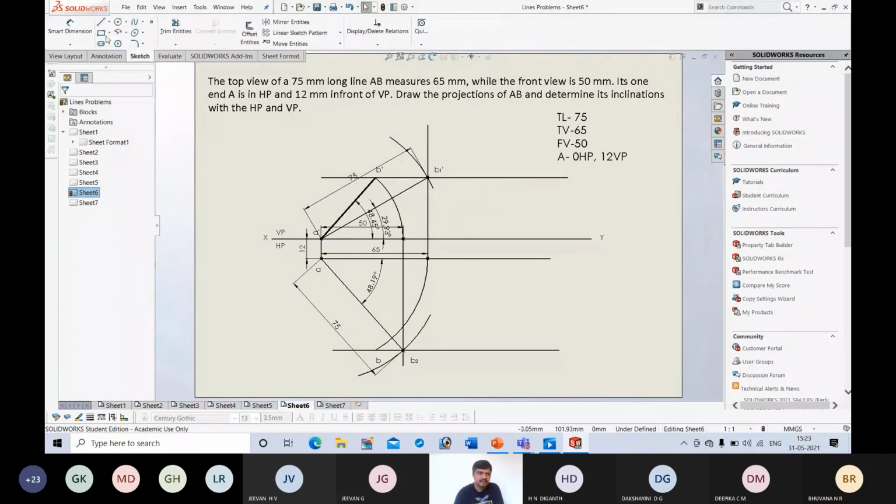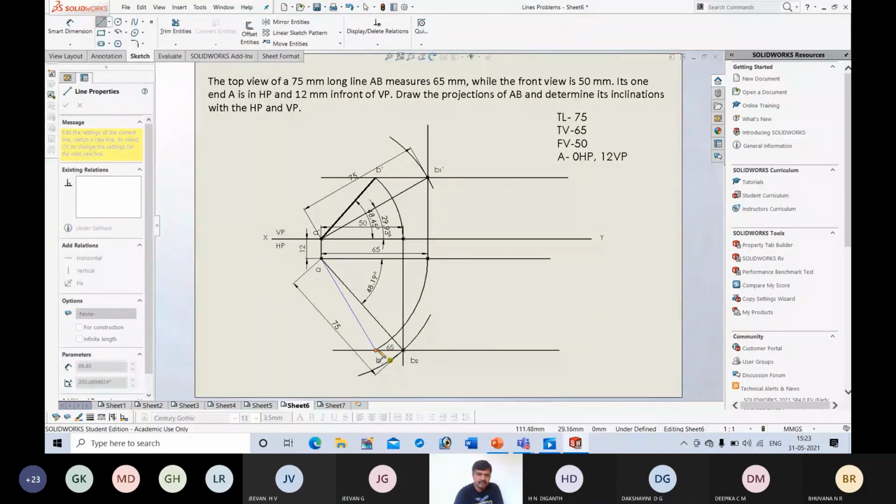Okay, I will connect these 2 points. That means you should draw a line from A to B. That is the main.